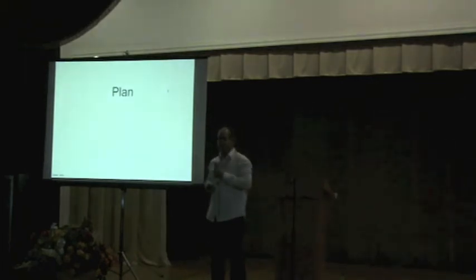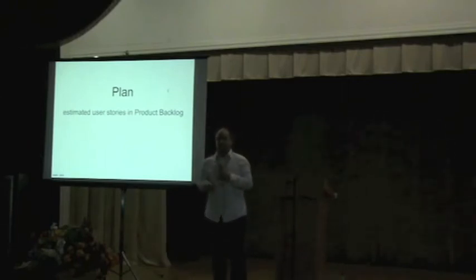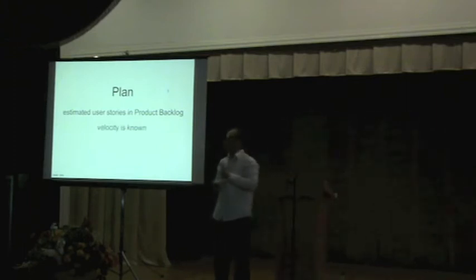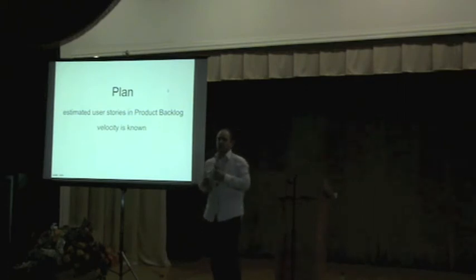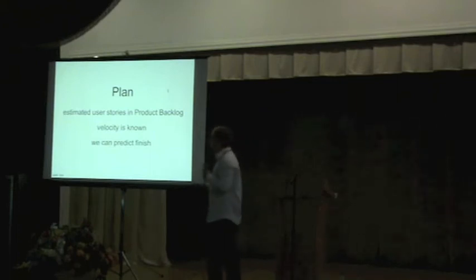What about the plan? How do we stick to the plan when we have the Agile process? It's actually quite simple. When we have estimated user stories, we know what the user stories are in the product backlog. When we use sprints, and the team velocity is known, we know how many story points or hours of product our team can deliver in one iteration. We can predict when we can finish, and that's the plan.